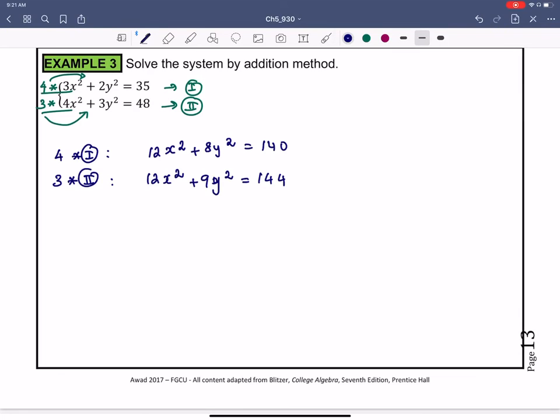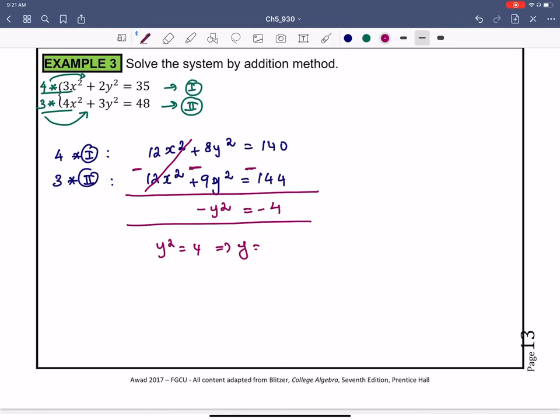Now I'm going to add, but before I add, I'm going to change the signs. I'm going to change the entire sign of this equation. I'm going to flip it. Here a positive became negative, positive became negative, positive became negative. So now if I add these two equations, these two get cancelled, I would have a negative y squared here, and I would have -4 here. So this tells me that y squared is equal to 4. Therefore, y is equal to +2 or -2 are two possible solutions.